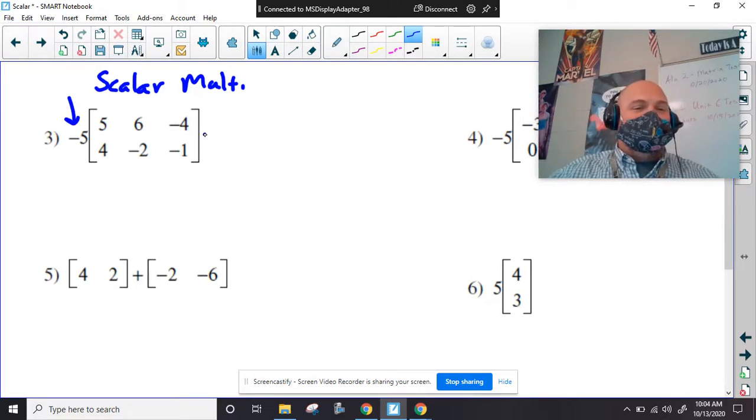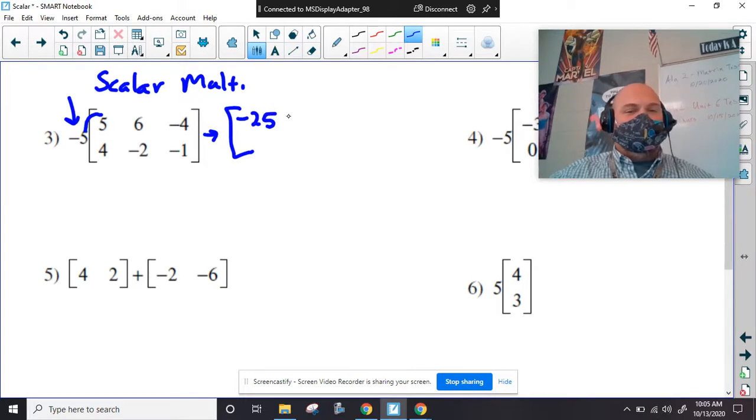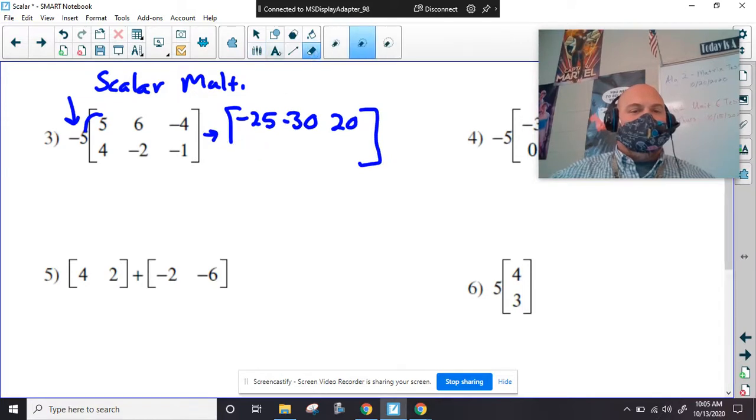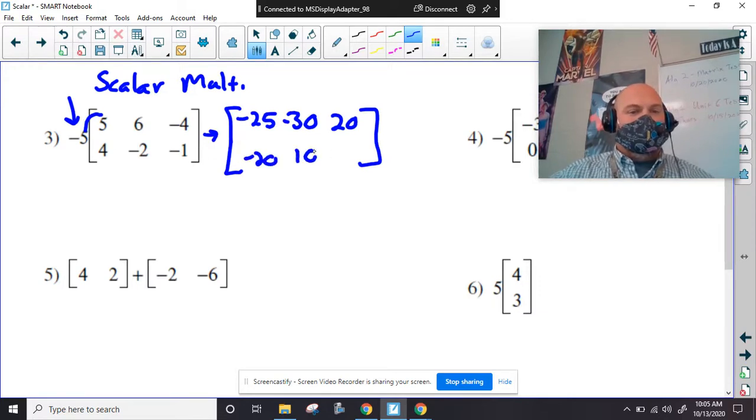Basically, all you have to do, this is like the distributive property on steroids. You just have to multiply each of these terms by whatever number's out here. So -5 times 5 is -25. -5 times 6 is 30. -5 times, well, I'm sorry, -30. This should be +20. And again, I should have written my numbers before I did my braces. This should be -20, +10, and 5.